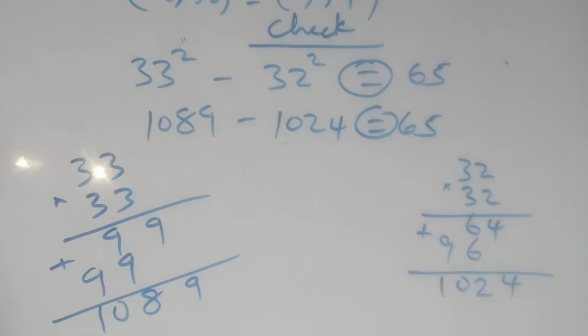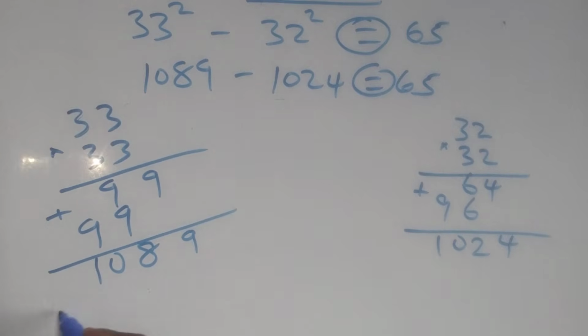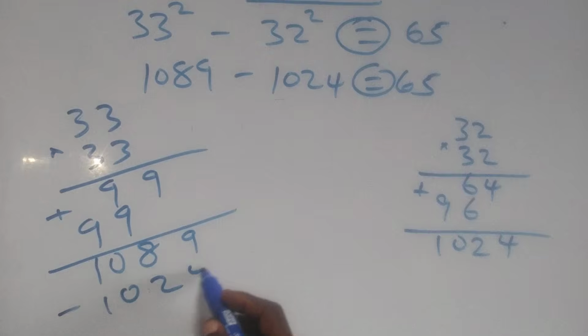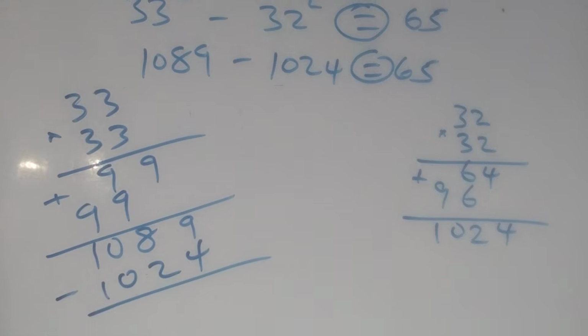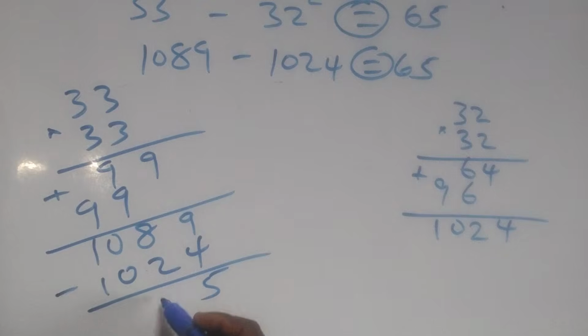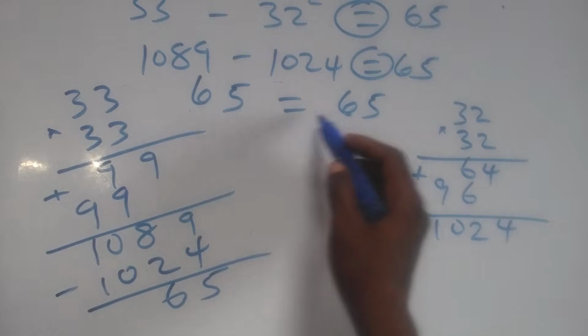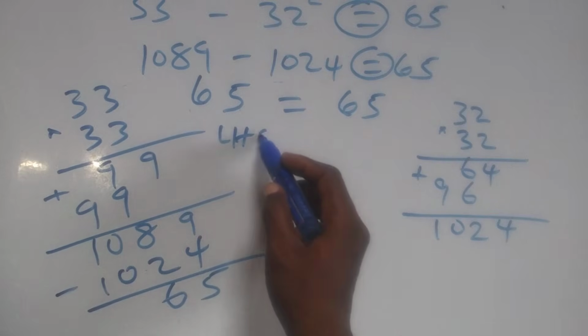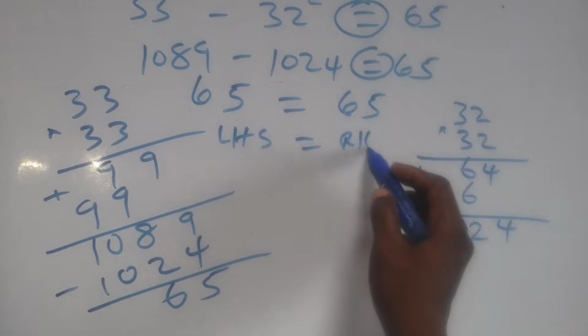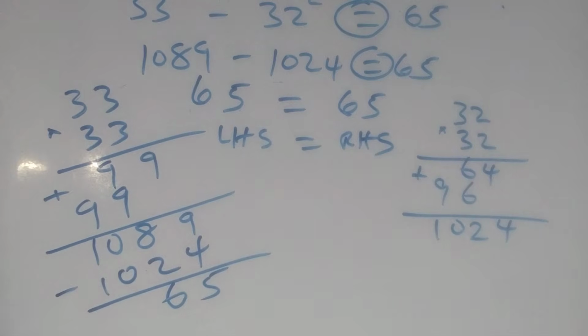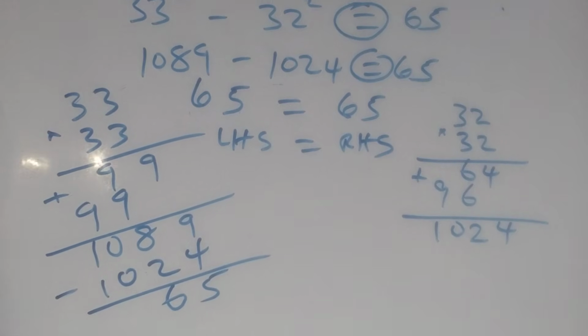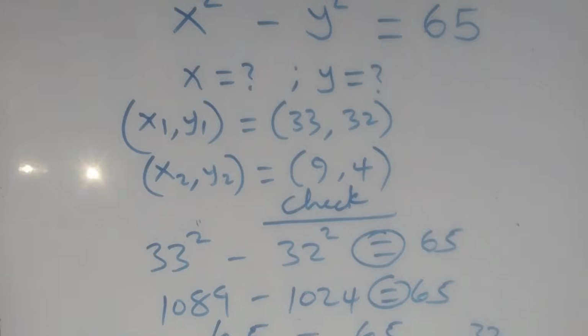Then when we subtract, 1089 minus 1024: 9 minus 4 is 5, 8 minus 2 is 6, and this becomes 0, 0. So this is 65 equals 65 here. So we now have the left hand side equals the right hand side. So this first solution satisfies this given equation.